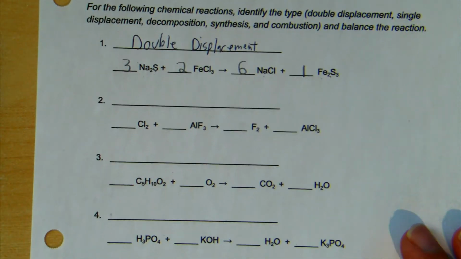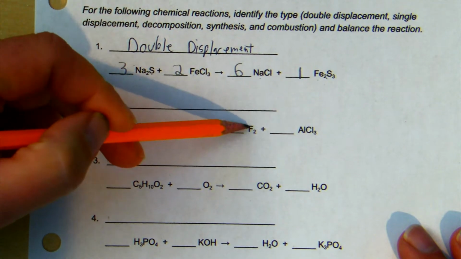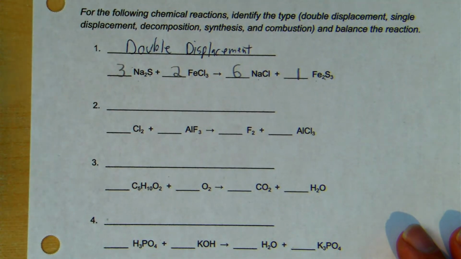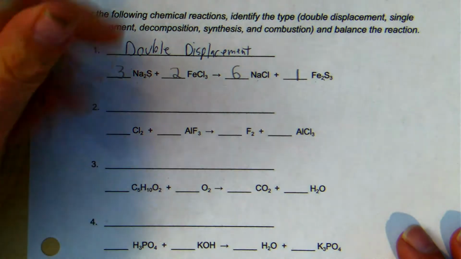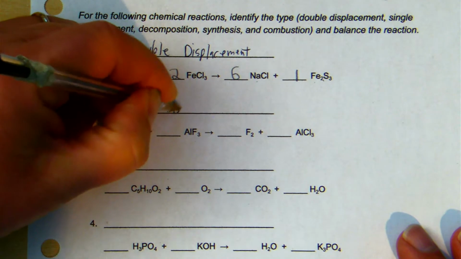Number 2. Chlorine, aluminum chloride, fluorine, aluminum chloride seems to be a single displacement reaction, if you ask me. You are asking me. All right, well, single displacement.